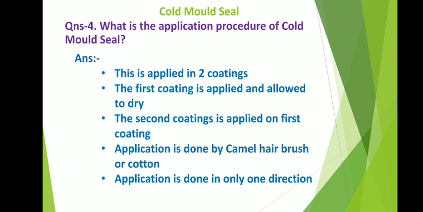The next question is, what is the application procedure of cold mold seal? The answer is, this is applied in two coatings. The first coating is applied and allowed to dry. The second coating is applied on the first coating. Application is done by camel hair brush or cotton. Application is done in only one direction.